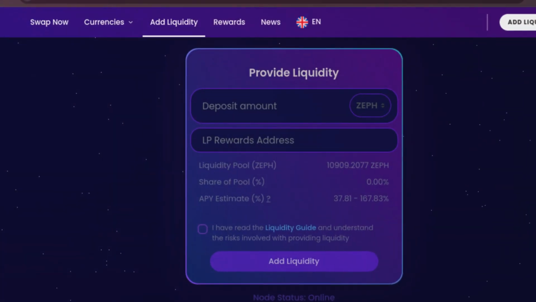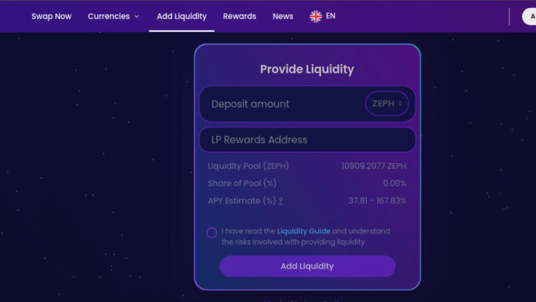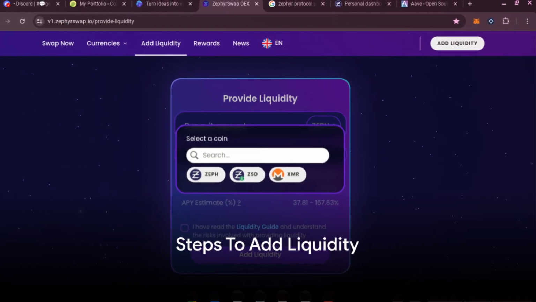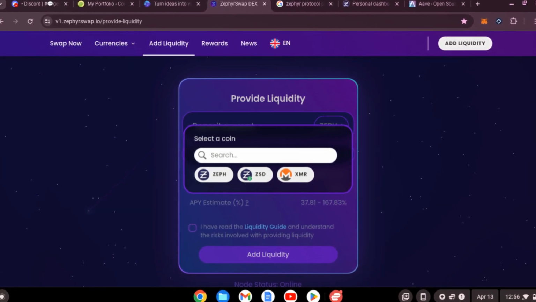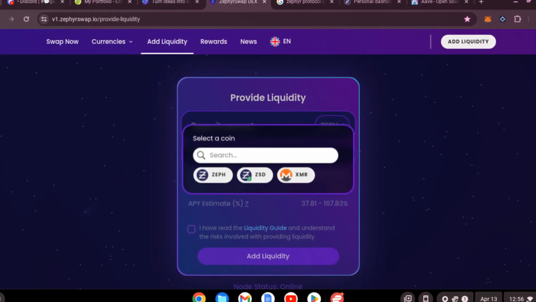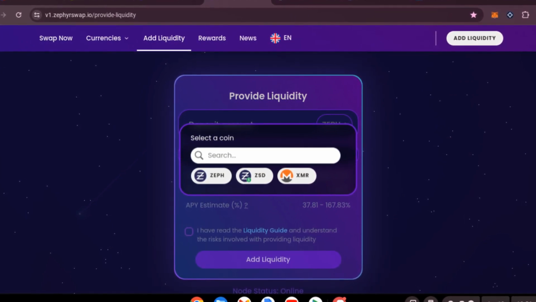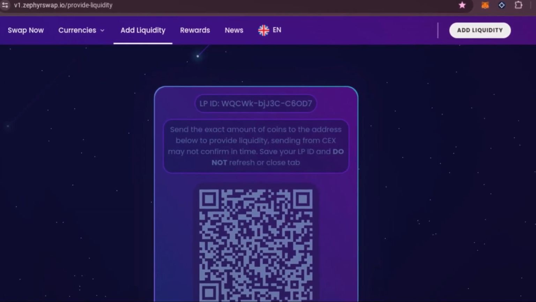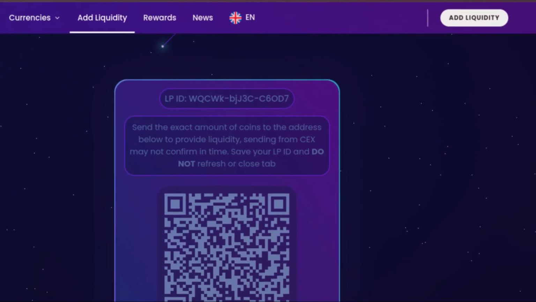We will delve into the process of adding liquidity on Zephyrswap in simple, easy-to-follow steps. Adding liquidity on Zephyrswap is a straightforward process. Choose a token to deposit, for instance, Monero, Zephyr, ZSD, Ethereum, Solana, or Bitcoin. This will be your offering to the privacy exchange. You're essentially locking these tokens into a pool for 1 year that services Zephyrswap transactions. In return, you'll earn yield from transaction fees.